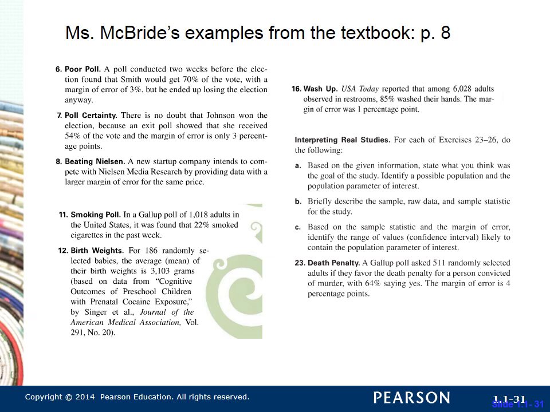All right, on question number 6 on page 8, the directions say, does this make sense? Decide whether the statement makes sense or not. So for numbers 6 and 8, we'll be following those instructions. We're not going to do number 7. So number 6, let's see. Does it make sense? Explain why or why not. So a poor poll. A poll was conducted 2 weeks before the election found that Smith would get 70% of the vote with a margin of error of 3%, but he ended up losing the election anyway.